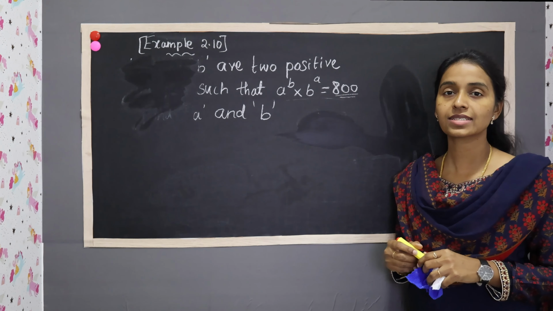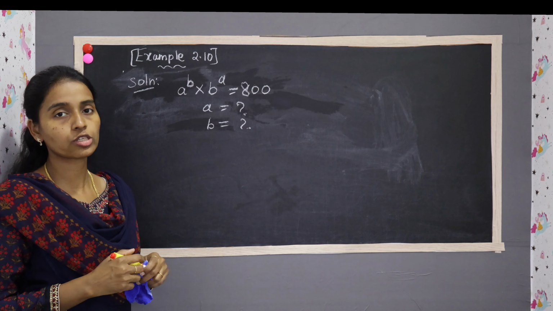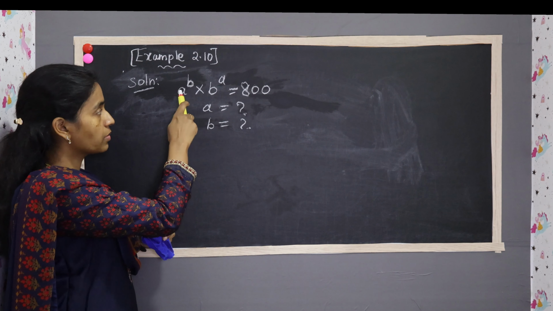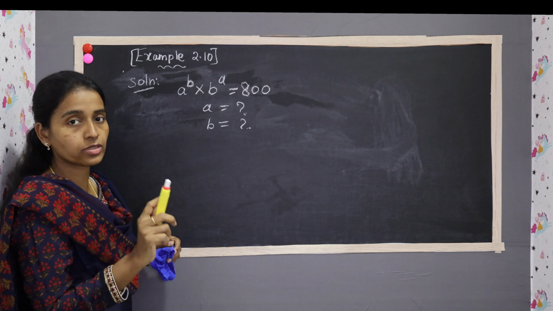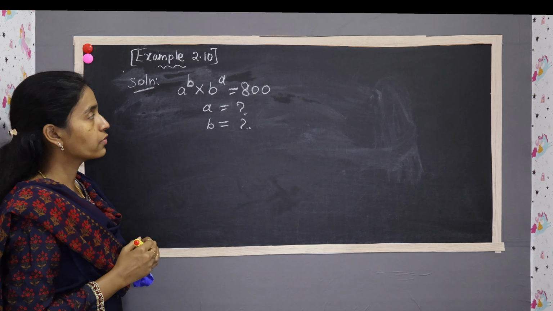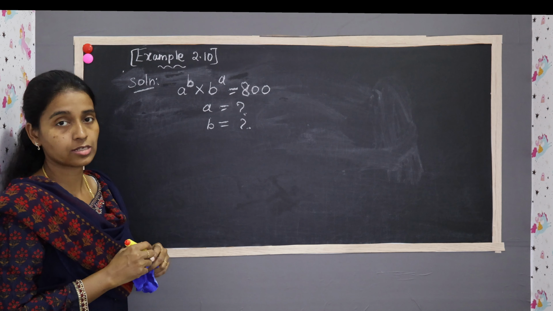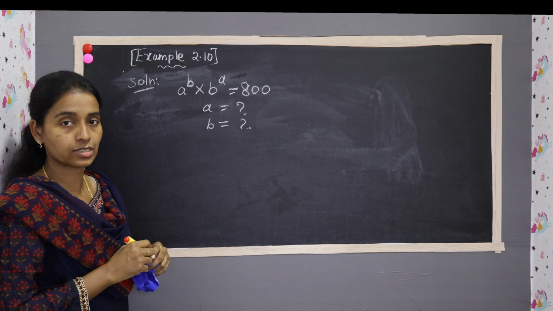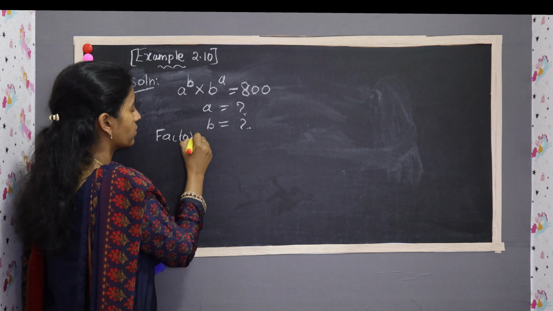Now we can see the solution. For the solution, I have written the given information. What is given in the question? A power b into b power a equals 800. We have to find the value of a and b, right? So now we can start the process. We are going to use the L method for finding the factors of 800.